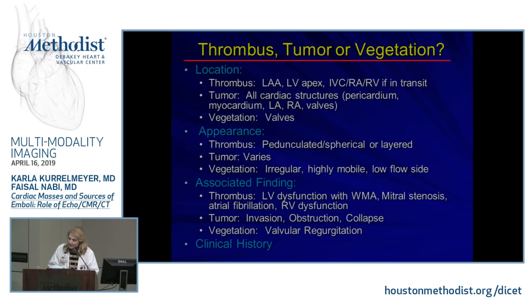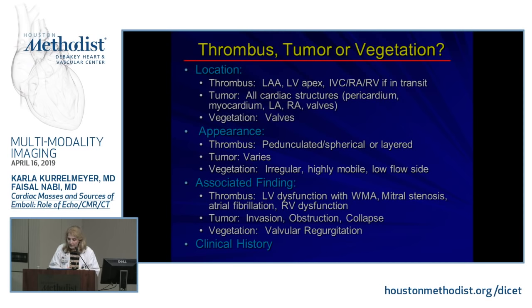The third thing we look at is associated findings. So for a thrombus, we're looking for LV dysfunction with wall motion abnormalities. If it's in the left atrium, we're looking for mitral stenosis and atrial fibrillation, which really increase the odds of that being a thrombus. If it's in transit on the RV side, we're looking for RV dysfunction to indicate that it's already a pulmonary embolus. Tumor, we're looking for invasion, obstruction, and if it's in the pericardium, collapse of the chambers. And a vegetation, we're just looking for regurgitation and stenosis of those valves.